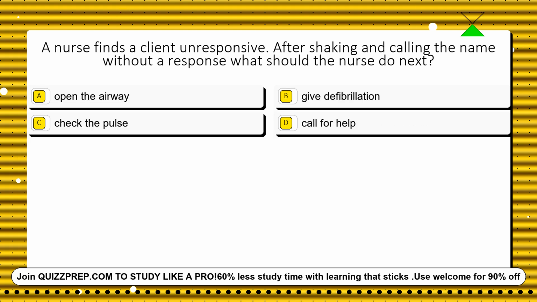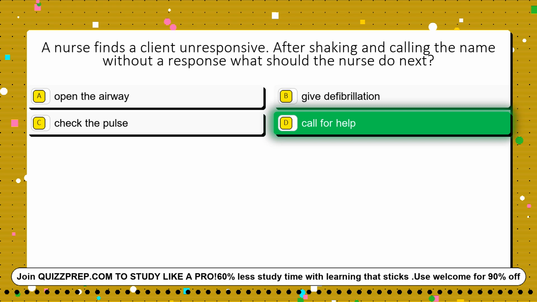Question 77. A nurse finds a client unresponsive. After shaking and calling the name without a response, what should the nurse do next? Option A, open the airway. Option B, give defibrillation. Option C, check the pulse. Option D, call for help.